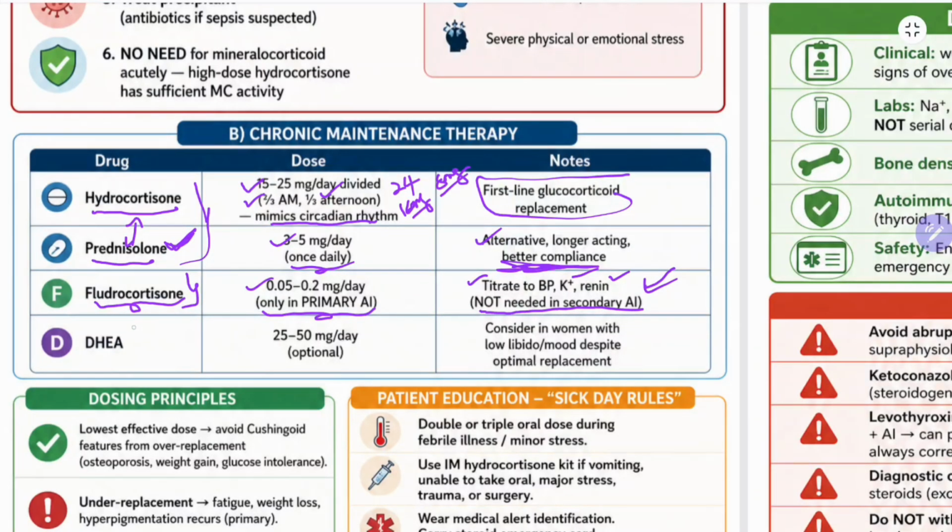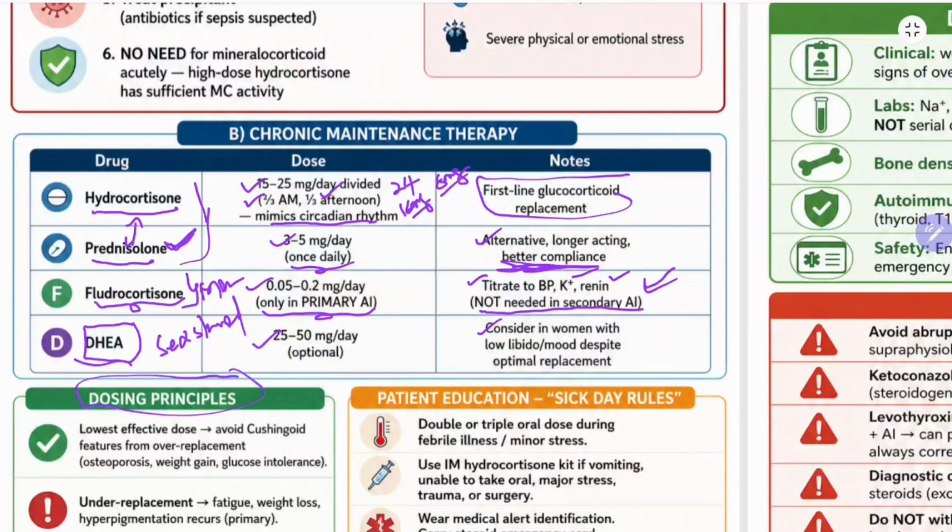Then comes the sex steroids, replacement of sex steroids. This is mineralocorticoids and this is corticosteroids. This is dehydroepiandrosterone, 25 to 50 mg per day is given. This is considered in women with low libido or mood despite optimal replacement.